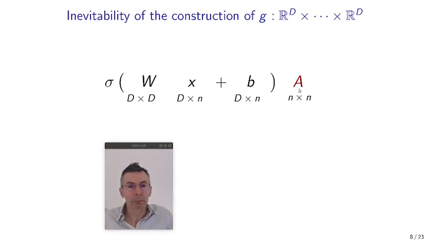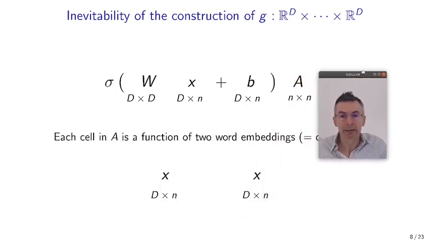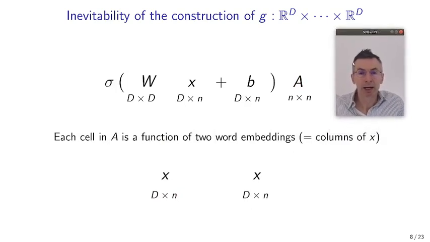But no, we're not done, because the attention matrix, that's an n by n matrix, it depends on x. In fact, each cell in A is a function of two word embeddings, two columns of x, if you like. So to construct A, I need two copies of x. Now let's look at how we can construct A from those two copies. Well, we are a neural net.